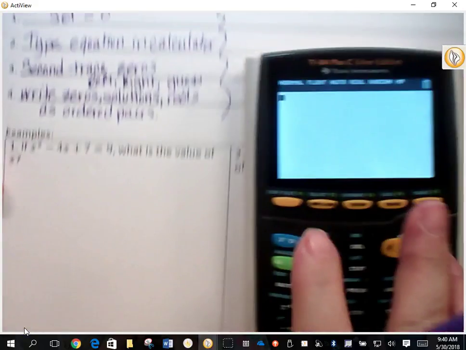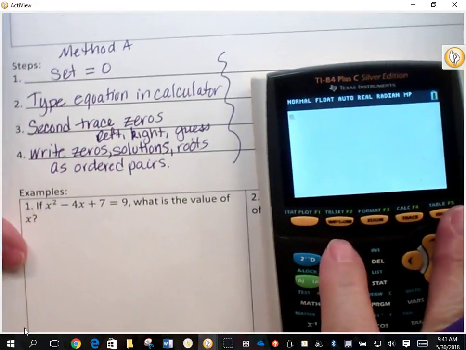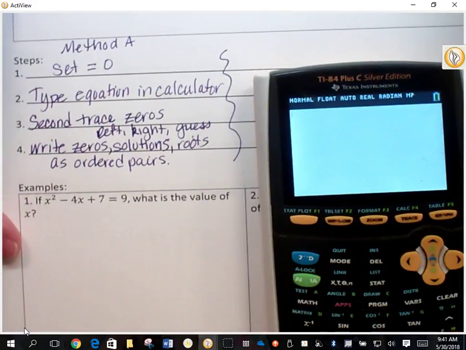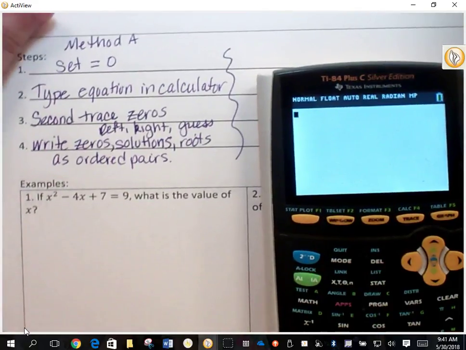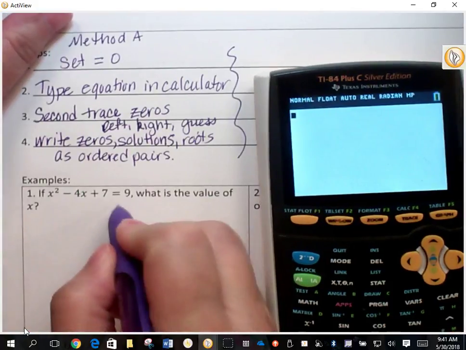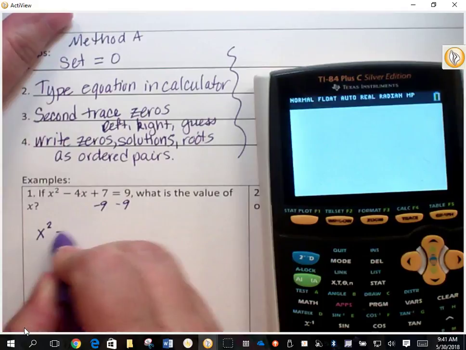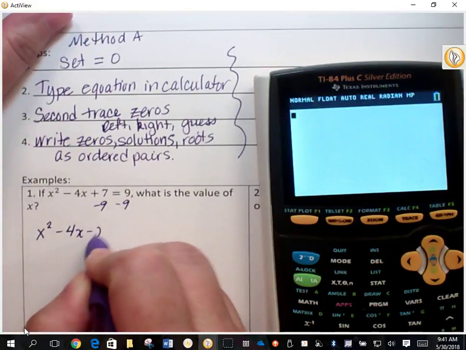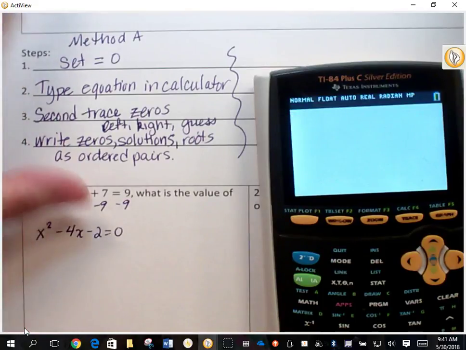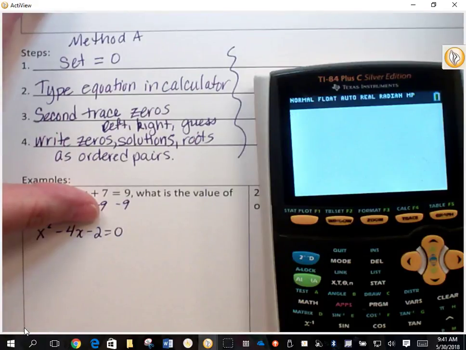Okay, so I'm actually going to take you through method A for this first example here. It says x squared minus 4x plus 7 equals 9. So if I get that equal to 0, that means I'm going to subtract 9 from both sides. So I have x squared minus 4x minus 2 equals 0. Can't factor that because there aren't factors of 2 that add up to be 4.